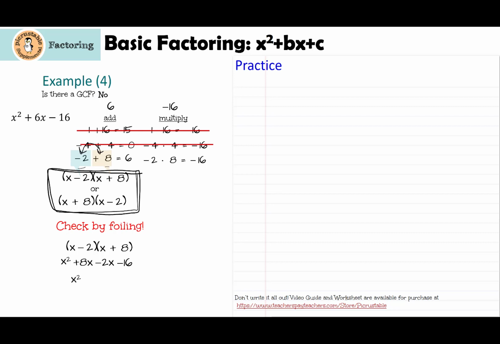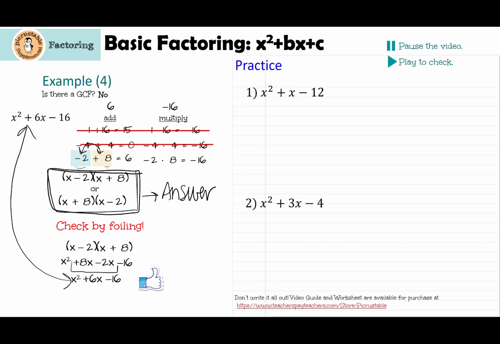We need to collect like terms. That means we're going to put these two together. 8x minus 2x is 6x, so we have x squared plus 6x minus 16. And oh my gosh, I can't believe it. They're exactly the same. So that means that we did it. Either one of these is our answer.